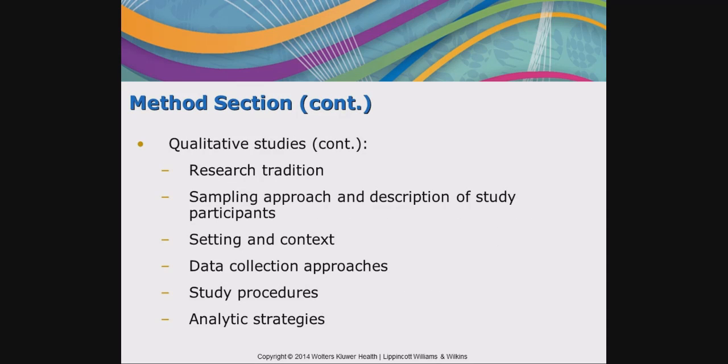And then in qualitative, what was the research tradition? What type of qualitative study was that? And I encourage you, you're not going to see statistics on this qualitative side. But you're going to be looking again at the sampling approach. Were the study participants described? Were they appropriate? In what setting and context did this happen? And then what were the procedures? Did they achieve saturation? And then those analytical strategies as well.